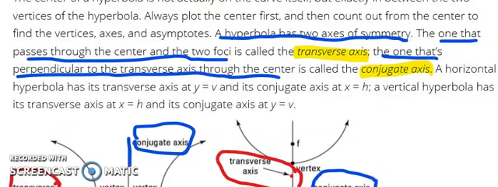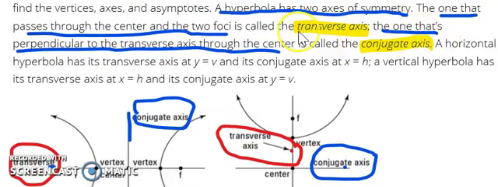Transverse axis and conjugate axis, and where they are located, because the worksheet that I will give is more on the definition of transverse axis and conjugate axis. It may be like matching type or something like that. So more on the definition, not on how to graph.